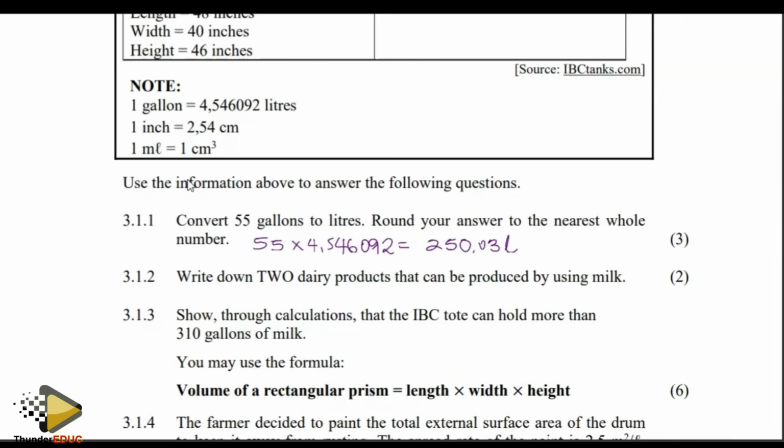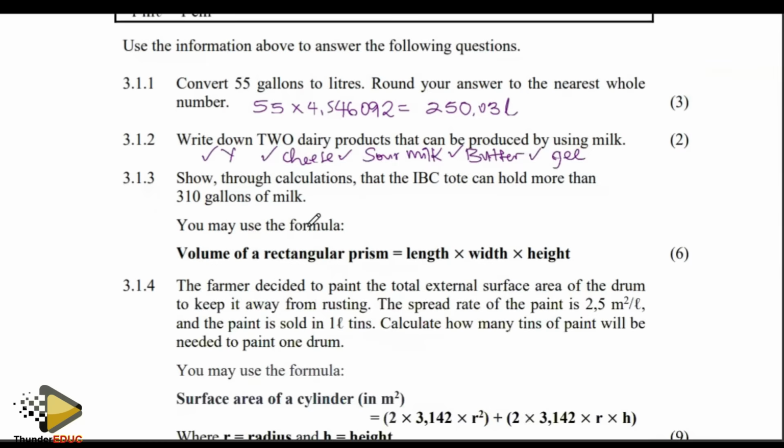These are liters. Write down two dairy products that can be produced by using milk. Are we looking at yogurt? We can also look at cheese. We have amasi, which is sour milk. What else can be produced? Butter, which could be margarine, and ghee, which is more like cheese, but it's not cheese. Those are products of milk. Any two.